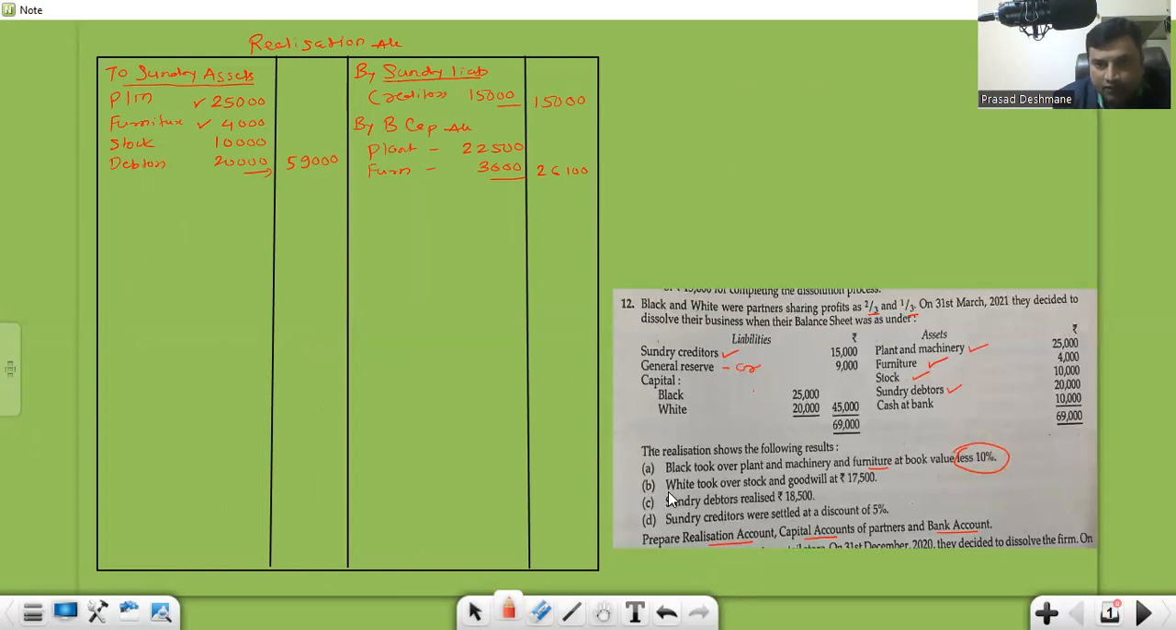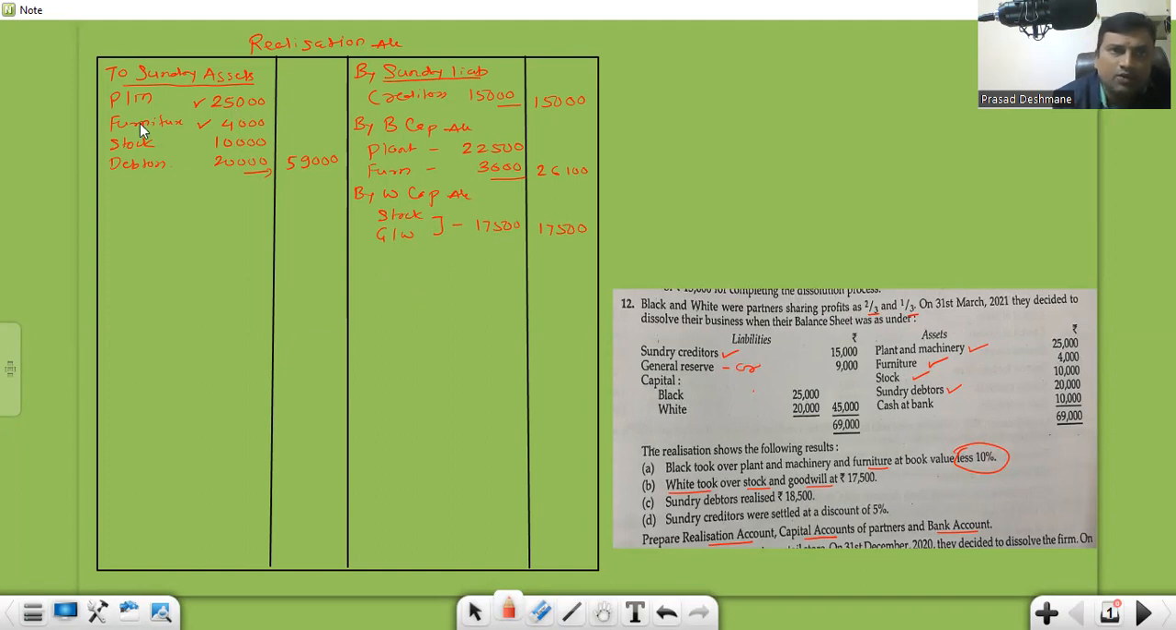Next, they say White took over the stock and goodwill. Stock and goodwill are assets, so when assets are taken over by a partner, again it's a receipt for us, right? So again I'll record on the credit side only. This time White is taking over, so I'll write by White's capital account. What is he taking over? Stock and goodwill, both together, for 17,500. Directly I'll write 17,500.